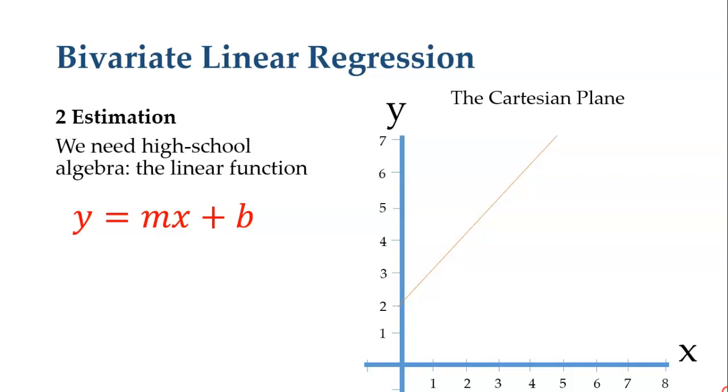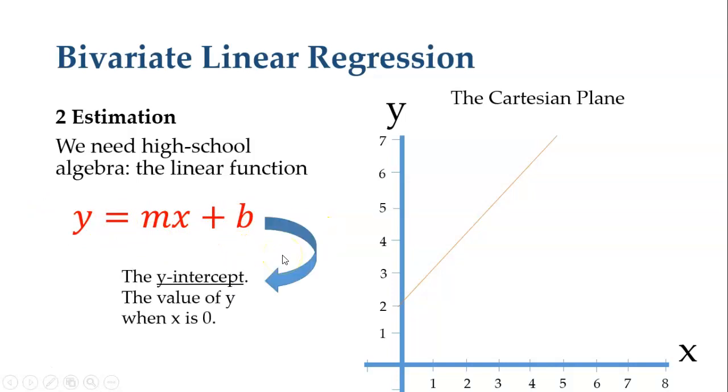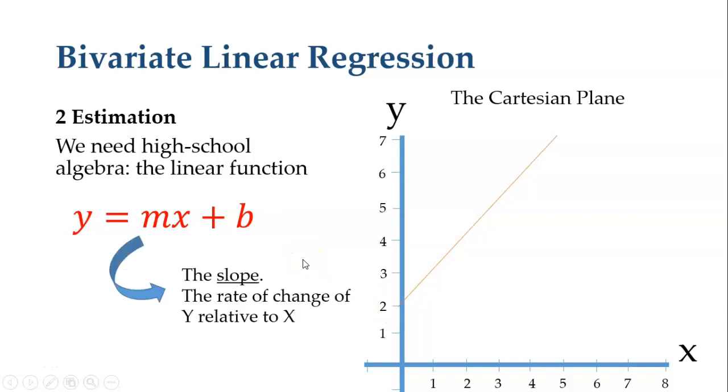Okay. So just to remember a couple of things, this is a Cartesian plane. You have x on the horizontal axis and y on the vertical axis. And this is the linear function formula here. So you have y is equal to m times x plus b. So b here is the y-intercept, and this is the value of y when x is 0, right? Is here. And m is the slope of the line.